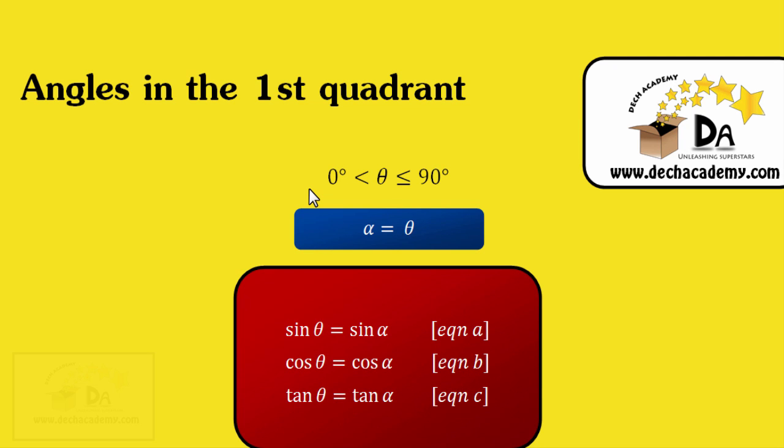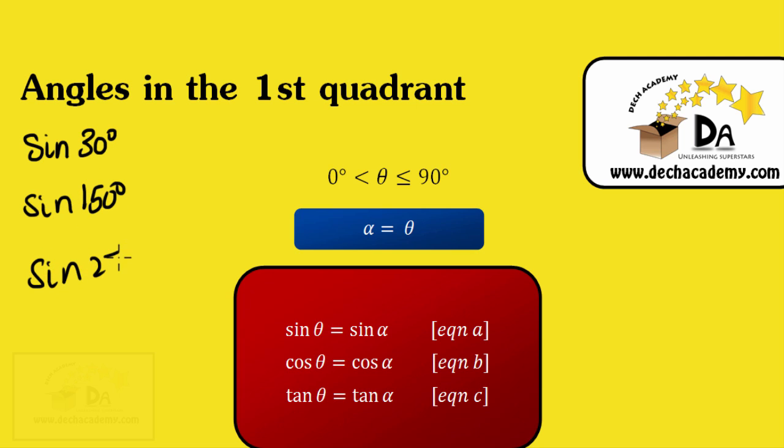So the whole business of quadrants and angles which lie in certain quadrants was just an introduction to the theme of this video lesson. In this video lesson, we are trying to find the sines, cosines, and tangents of angles ranging from 0 to 360 degrees. So for instance, you might want to find the sine of 30 degrees. You might want to find the sine of 150 degrees. You might want to find the sine of 270 degrees.